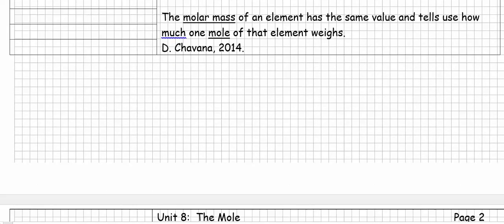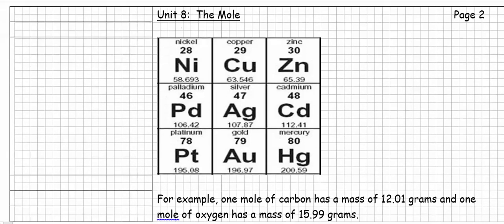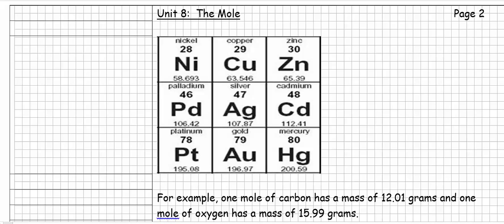So let's take a look at an example. I want to take a look at this little section of the periodic table. So we have copper, right? Copper 29 in this case, and it shows this number, 63.546 in that little box. What does that number mean? Well, what it means is that's the number of atomic mass units that one atom of copper weighs. Or you could look at it another way. You could say, well, that's the number of grams that 1 mole of those atoms weigh.